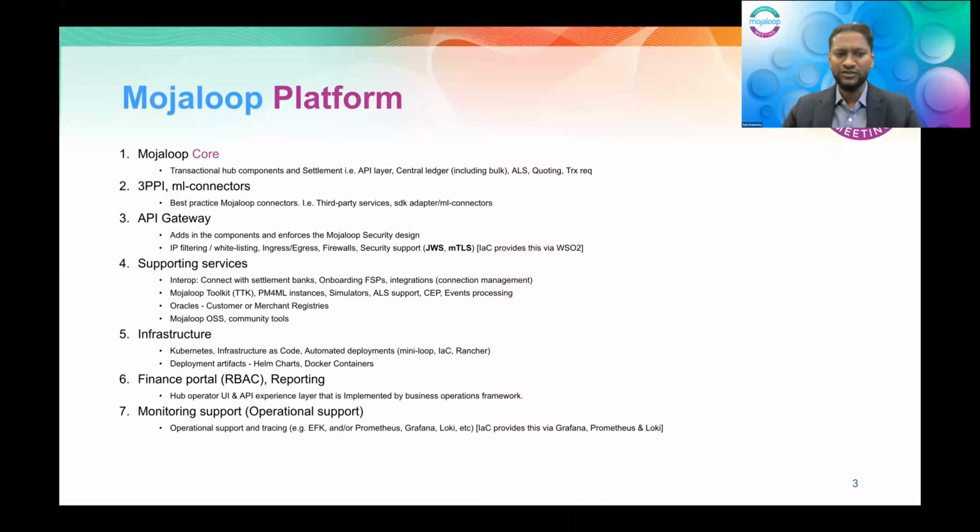We have the modular testing toolkit, then PM4ML instances, RIM managers, simulators, account lookup supporting oracles and adapters for that, central event processing, several community tools, and we also need tool support for onboarding FSPs as well, and the tooling for backend operations. We need infrastructure, we use Kubernetes, and then scripts such as Minikube, infrastructure as code, Rancher, automatic deployment, Helm charts, images, those kind of things.